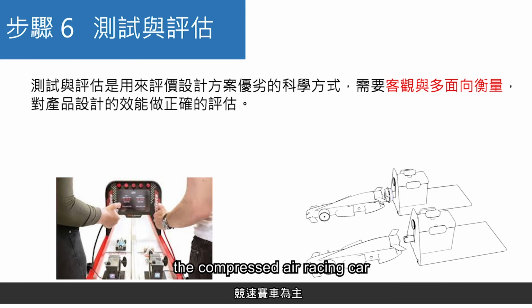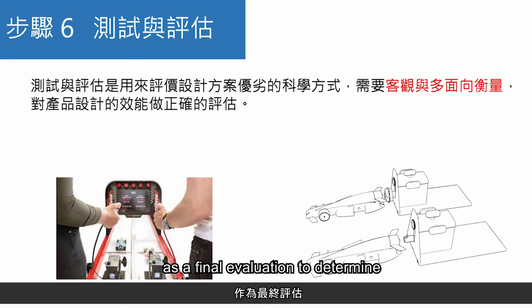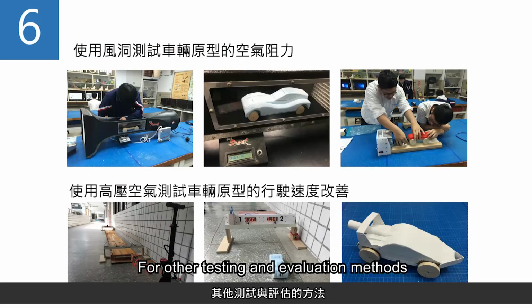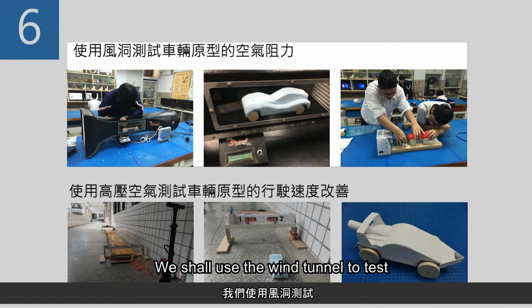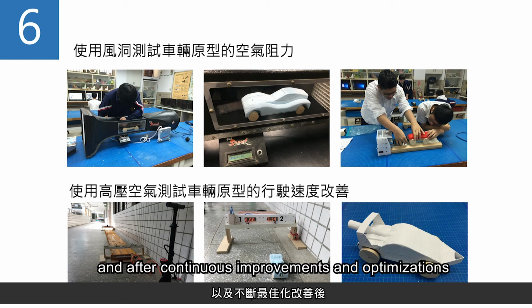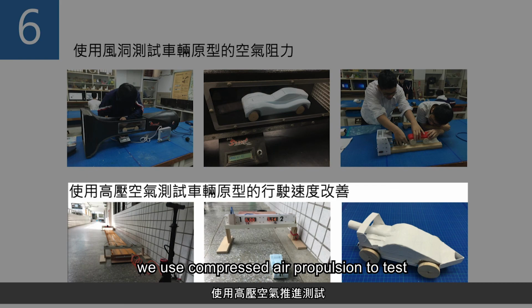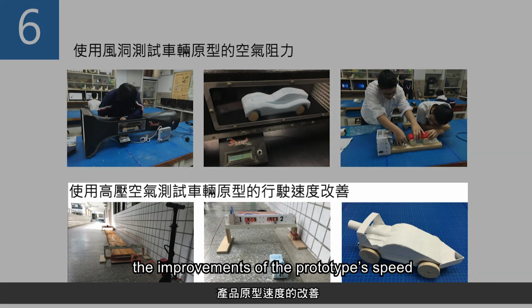Here, we will mainly consider the compressed air racing car. The objective for testing and evaluation is towards speed. Testing the creation speed will serve as a final evaluation to determine whether it's good or bad. For other testing and evaluation methods, we shall use a wind tunnel to test the prototype car's wind resistance, and after continuous improvements and optimizations, we will use compressed air propulsion to test the improvements of the prototype speed.